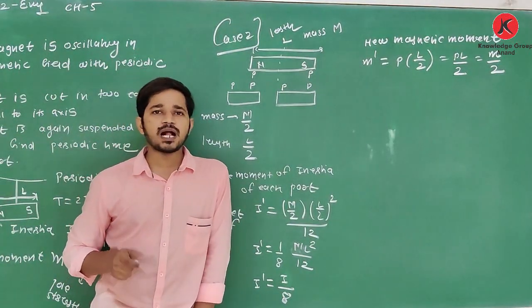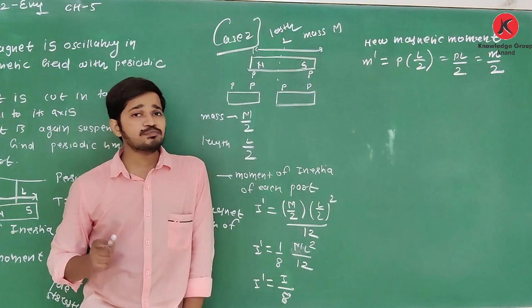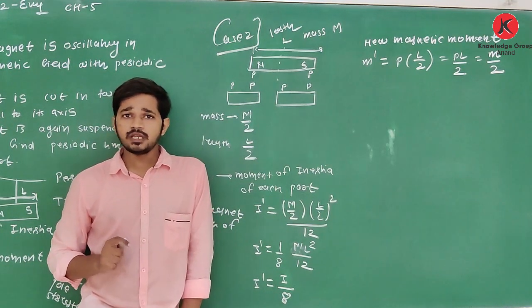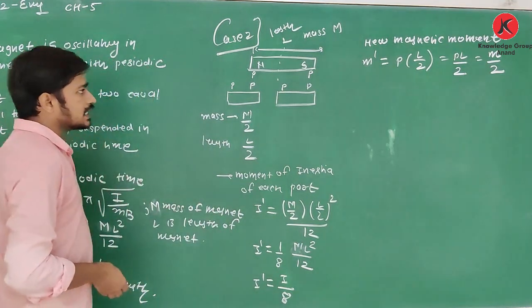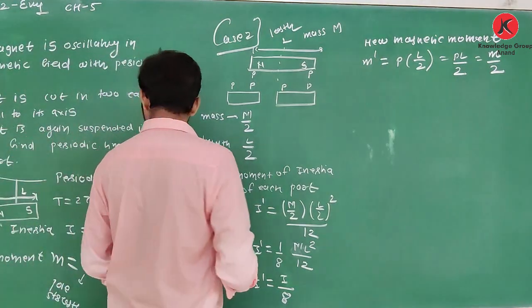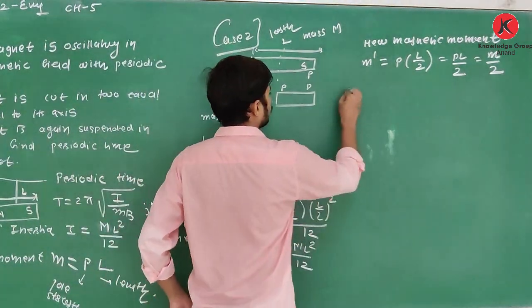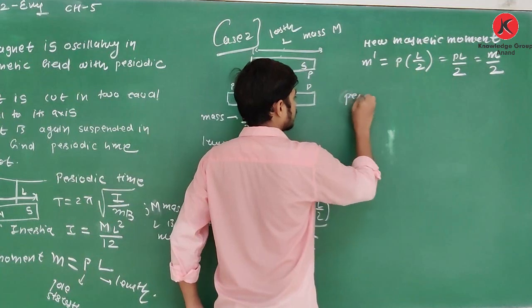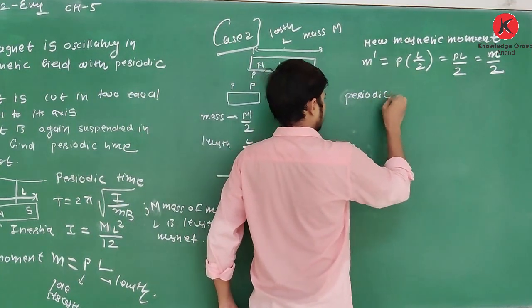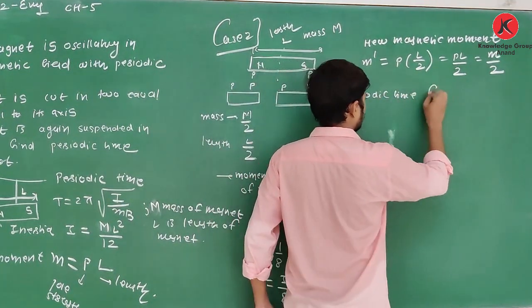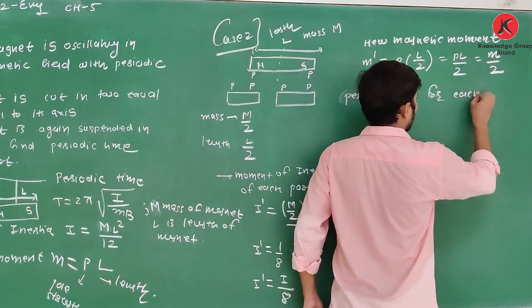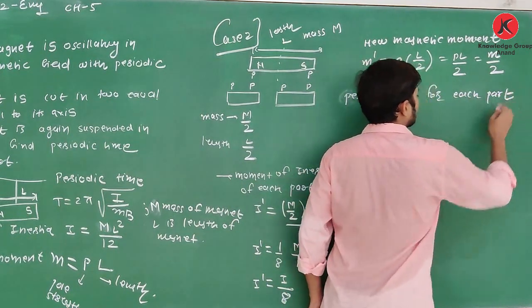Magnetic moment of each part, M dash, is equal to M by 2. Clear about this? Okay. Now we will find the new periodic time. Periodic time for each part.